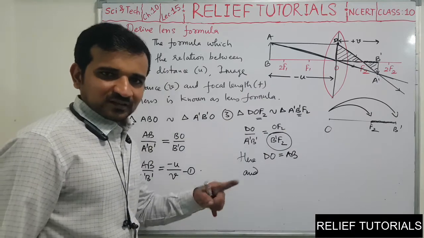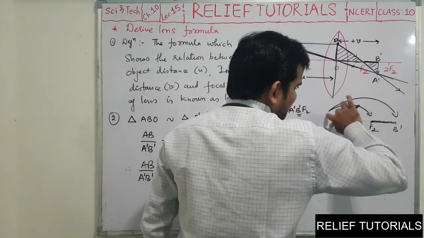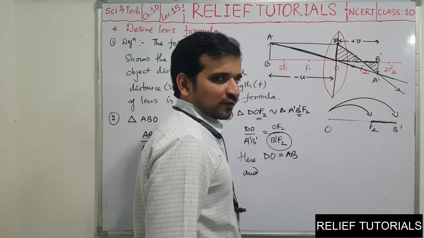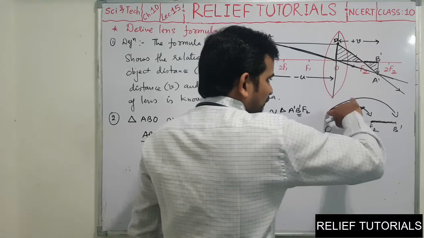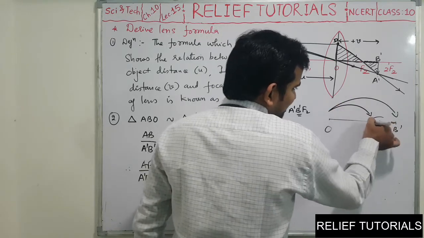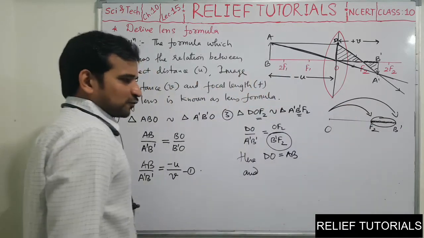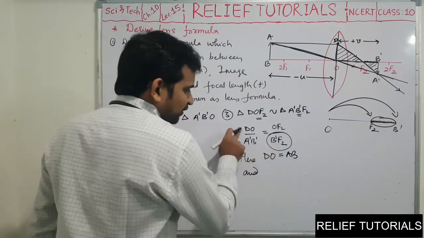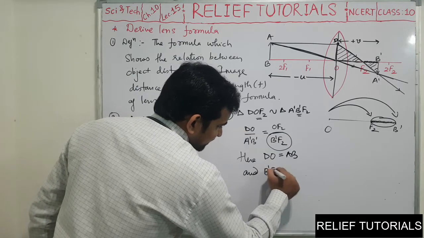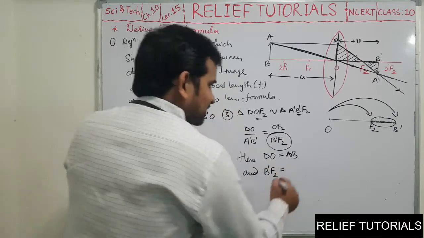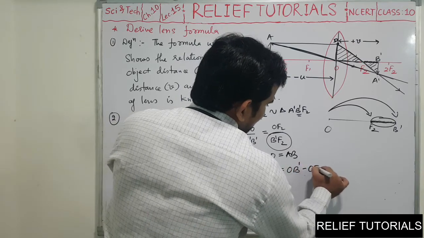Already we have done these things in the case of the mirror formula. So OB dash minus OF2. Why are we doing this? Because we have all the distances measured from O only. So in place of B dash F2, we can write OB dash minus OF2. So DO will be replaced by AB, and B dash F2 is going to be replaced by OB dash minus OF2.